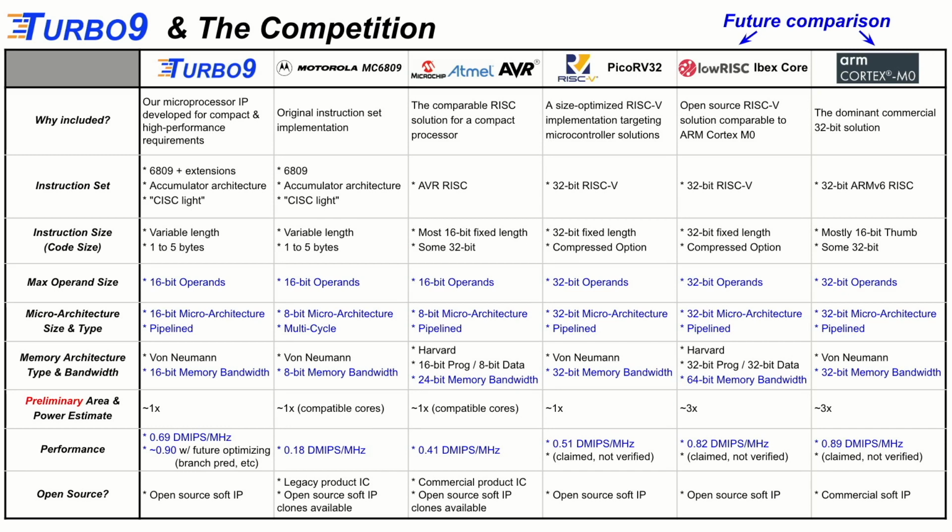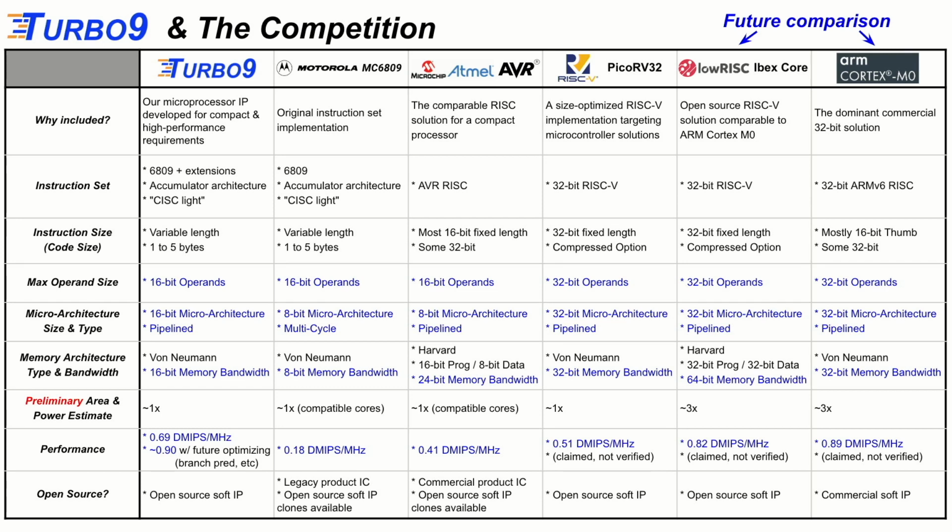All right, the competition. Let's not waste too much time here. So we're talking about the Turbo9. We've got the Motorola 6809. We've got the good old Atmel or Arduino, whatever you want to call it, and then the PicoRV, and then we've got the Ibex core, which is a really nice RISC-V implementation. They're kind of going against the ARM Cortex microcontroller solutions. And then of course you have the ARM implementations.